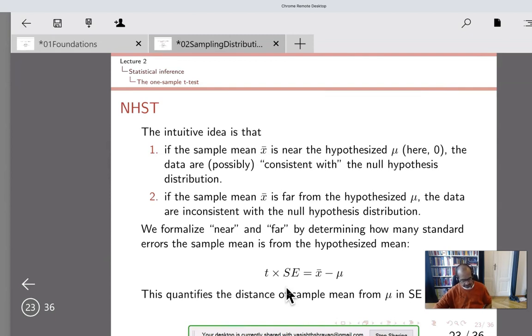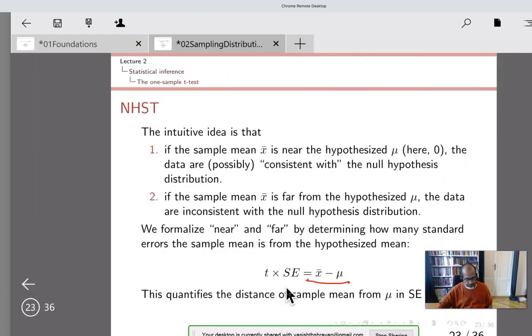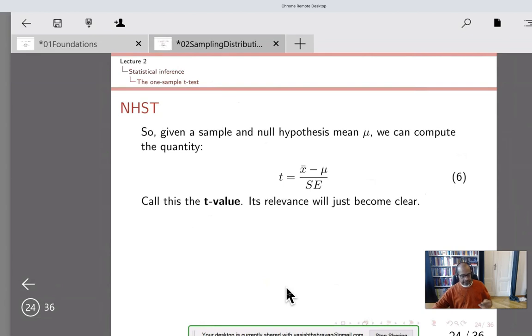The way we will formalize it is that we will talk about the distance between the hypothesized mean mu and the sample mean x bar in standard error units. So we're going to compute the number of standard errors, t, that the sample mean is far from the hypothesized mean. Okay, so this t value is going to quantify in standard error units the distance between the sample mean and the hypothesized mean. All right, so what this does is it gives us a statistic to work with, and that statistic is the t statistic.